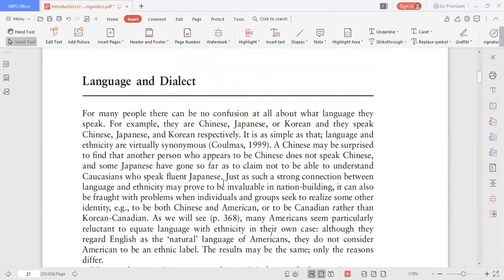in the society. Now, we'll focus on language and dialects. Okay? Now, here you see, for many people, there can be no confusion at all about what language they speak. For example, I'm very certain that I'm speaking Promito Bangla, that is the standard Bangla. I'm sure about it. But some people might get confused. Am I speaking the standard Bangla, or is it a dialect, or is it a variety? Do you understand what I'm saying?